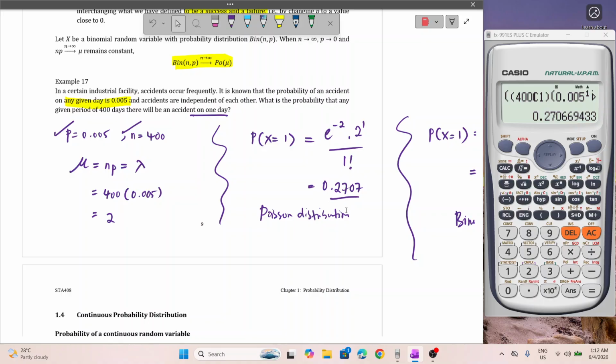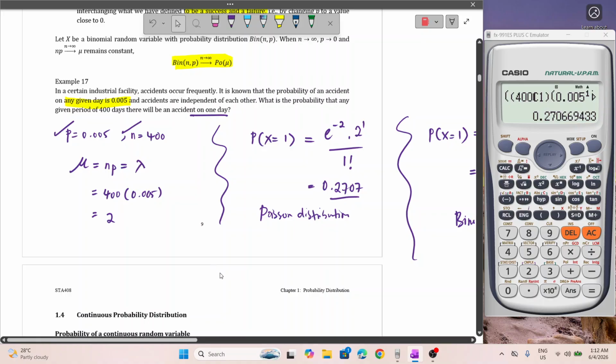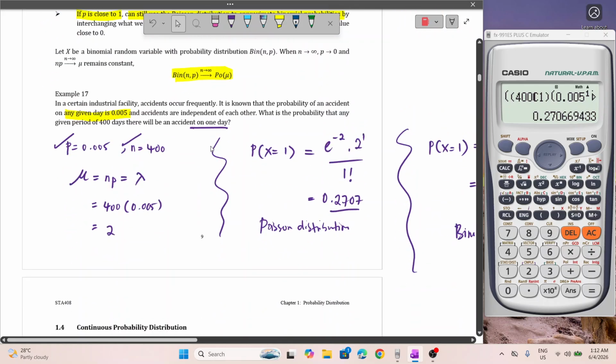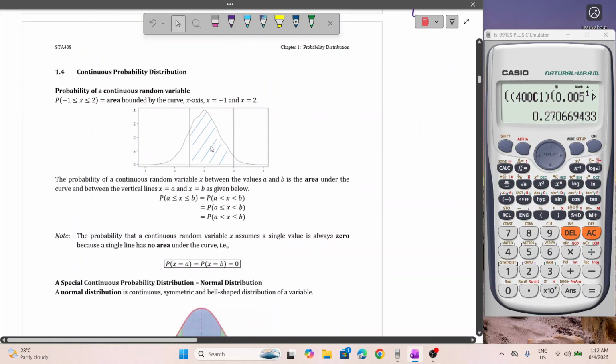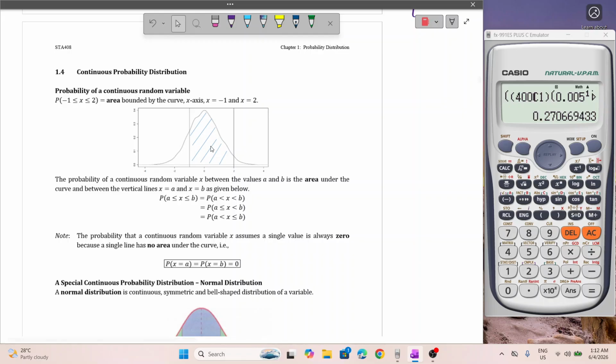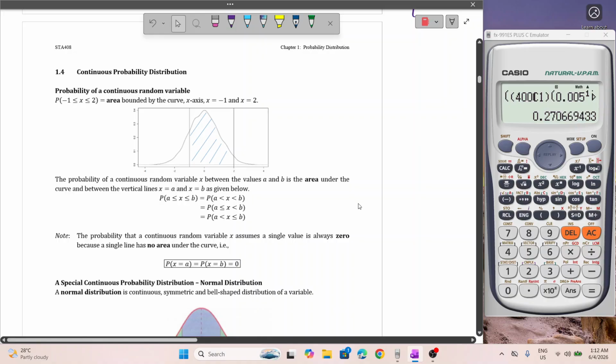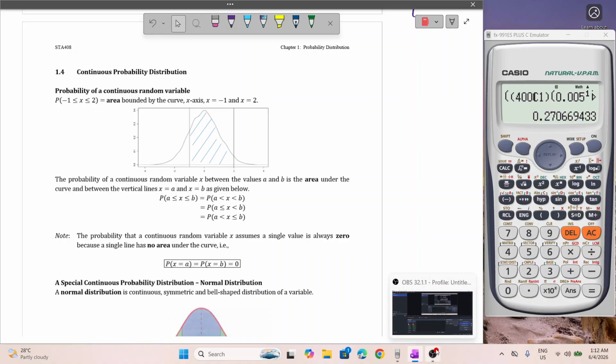All right, class. That's all for the Poisson distribution. In our next class, we will continue our discussion on 1.4, studies on the continuous probability distribution. That's all. Thank you very much.